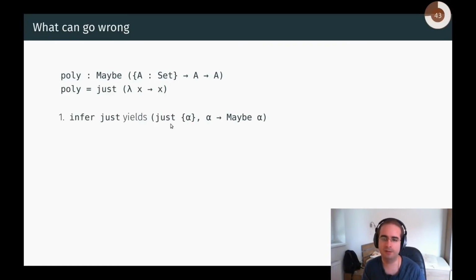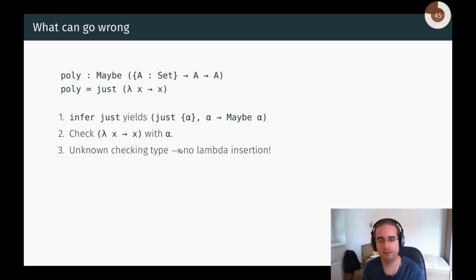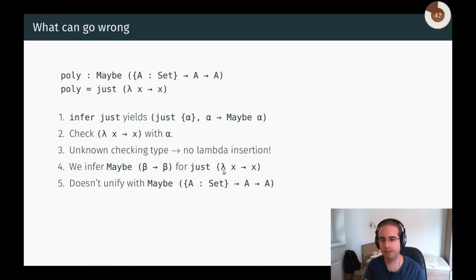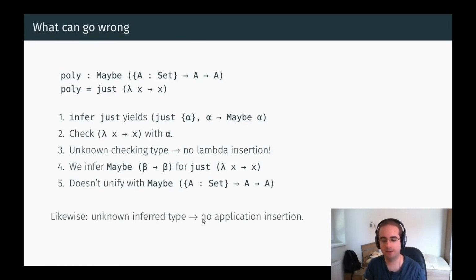The just constructor is polymorphic, so it has an implicit type argument, and we insert an application to a fresh meta variable. Next, we have to check the lambda x expression with the unknown alpha type. This is the key point of failure. The problem is that we cannot do lambda insertion at this point because the checking type is unknown. The only thing we can do is to infer an explicit function type for the lambda x x expression, but this fails to unify with the given type annotation. Likewise, we have a dual version of this problem. When the inferred type is unknown, we cannot do application insertion.